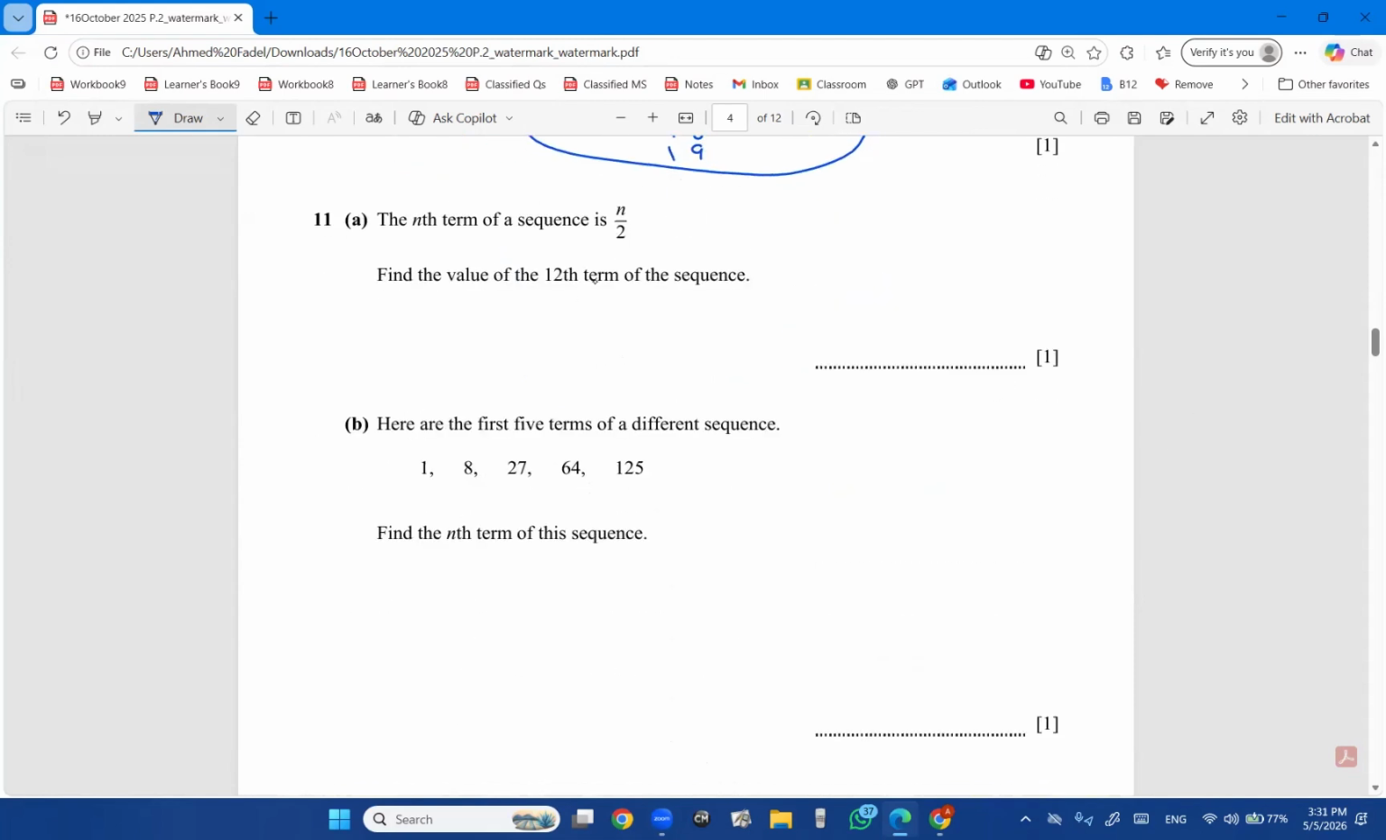The nth term of a sequence is n over 2. Find the value of the 12th term. I remove the n and write 12 instead of it, so it's 12 over 2, which is just 6. Here are the first 5 terms of a different sequence. If you notice over here, they're providing the cube numbers. So the nth term is n cubed.